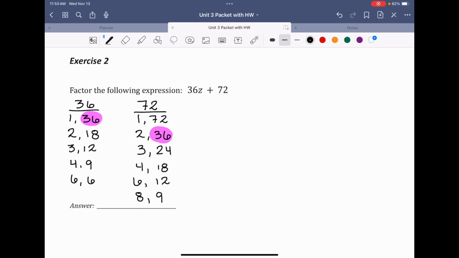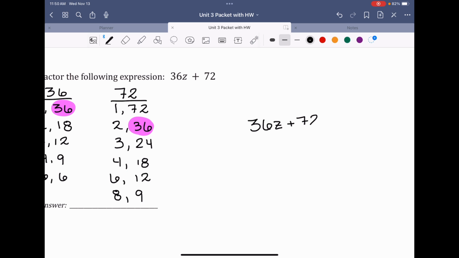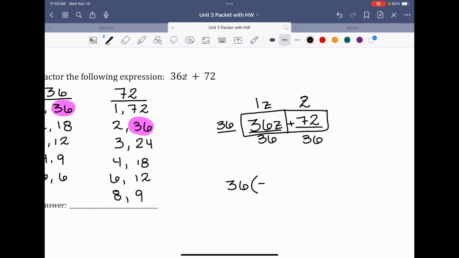So I'm going to take out 36. So 36z plus 72 goes on the inside. I'm going to take out 36. So divide by 36 for both my numbers. 36z divided by 36 is 1z, or just z. And 72 divided by 36 is 2. So I'm going to have 36 times z plus 2.